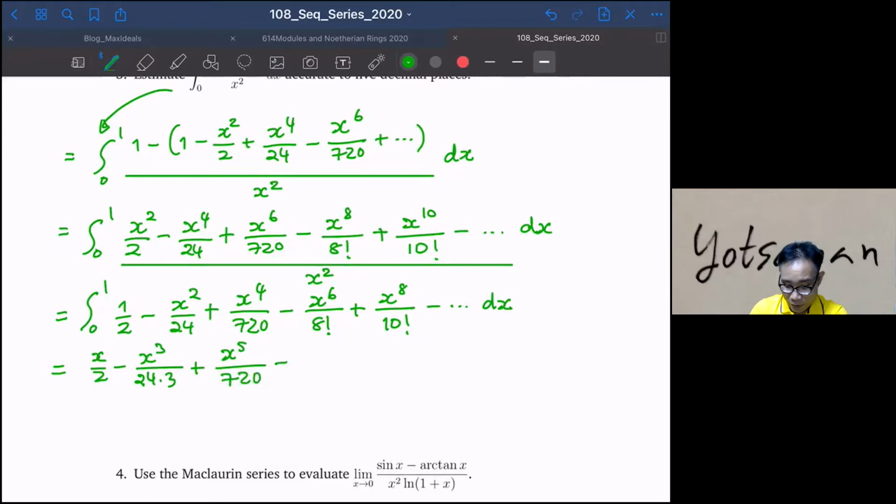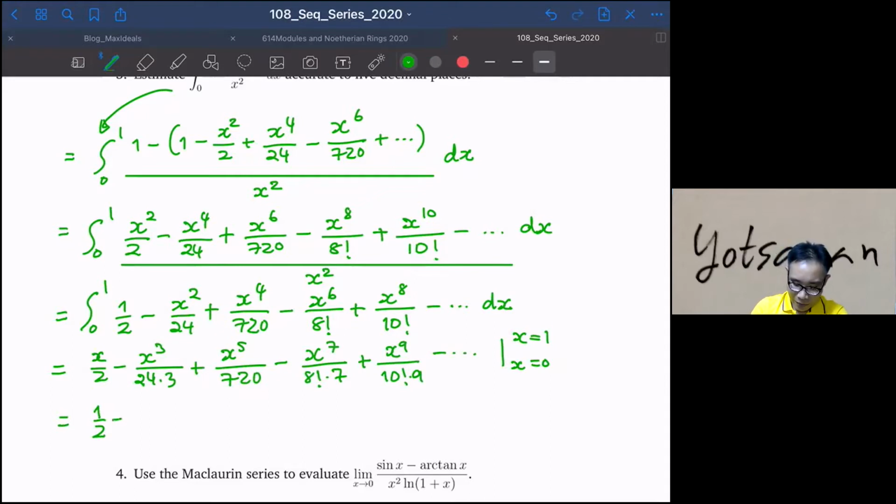X to the 6 is going to be 7, and you have 8 factorial times 7, and you have x to the 9 over 10 factorial times 9, and so on. Okay, and you have from x equal to 0 to x equal to 1, and you would just plug in. So it's going to be 1/2 when x equal to 1, and when you plug in x equal to 0, they all disappear, so no need to worry.